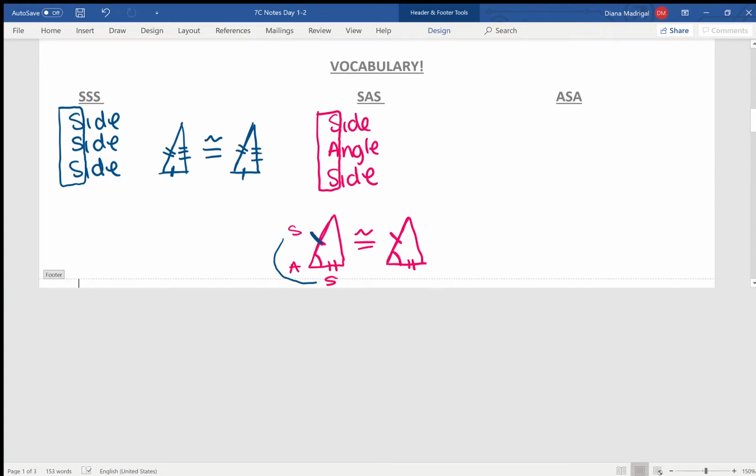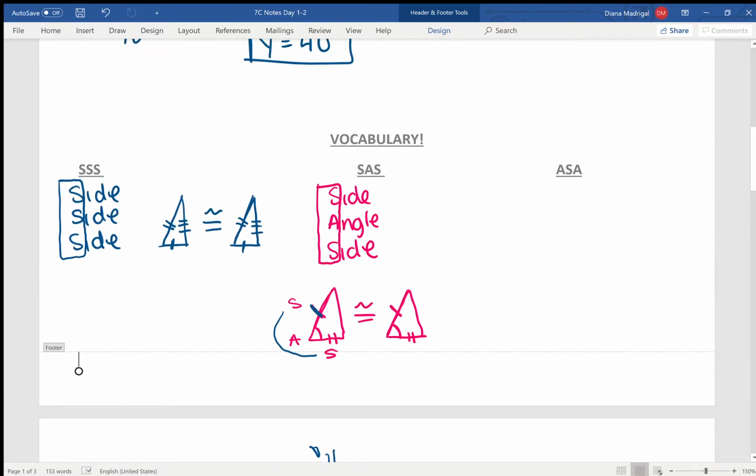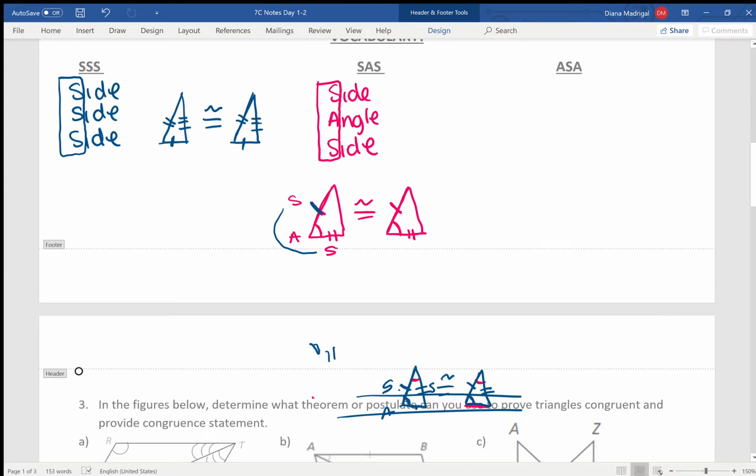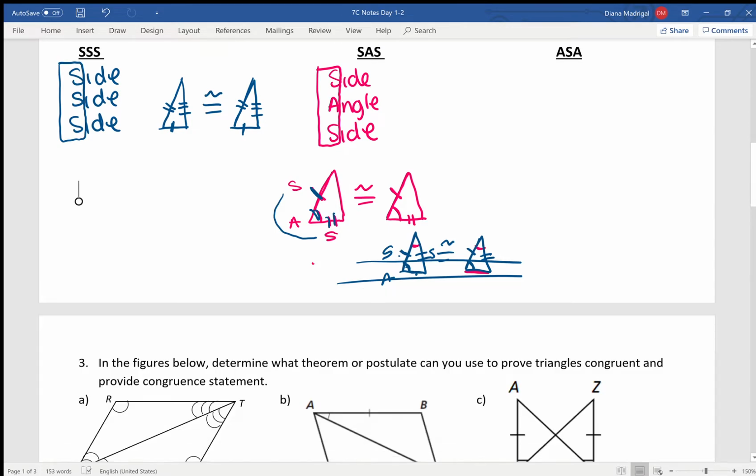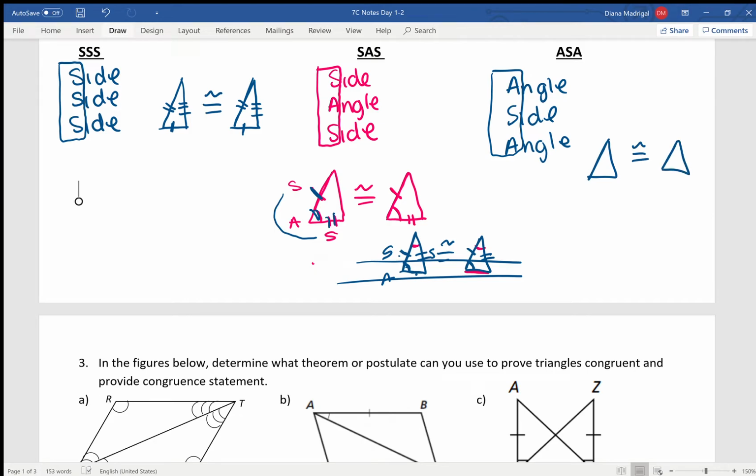Same thing with angle, side, angle, okay? It's called angle, side, angle. Again, ASA, right? It's the same thing. Two triangles are the same if the angle, side, angle follows along. Again, it has to follow along, okay?